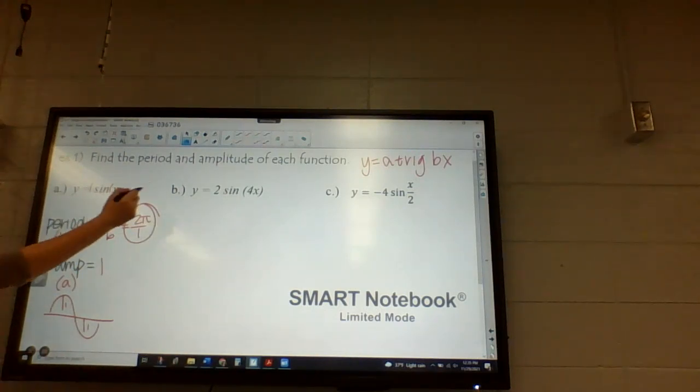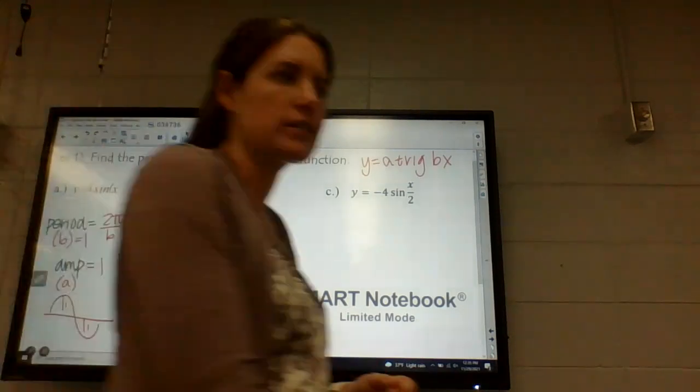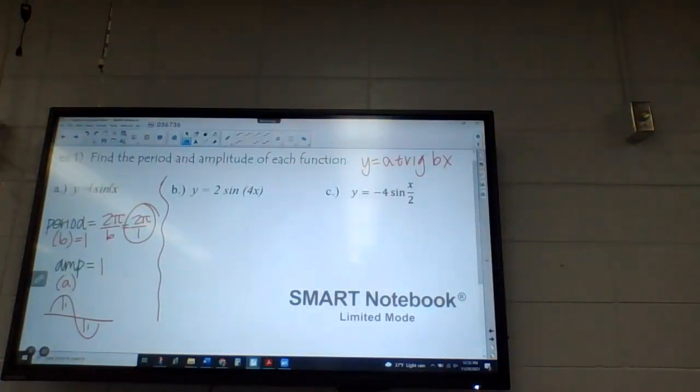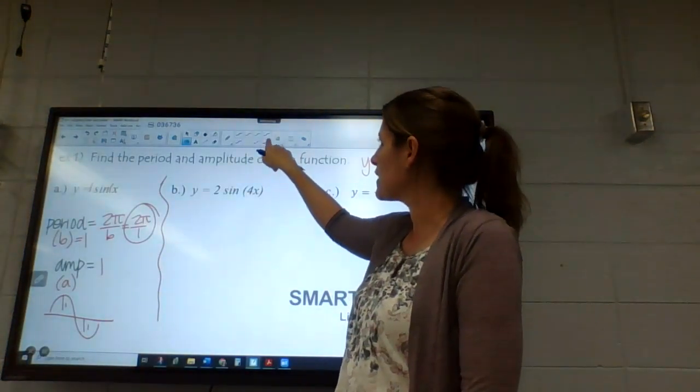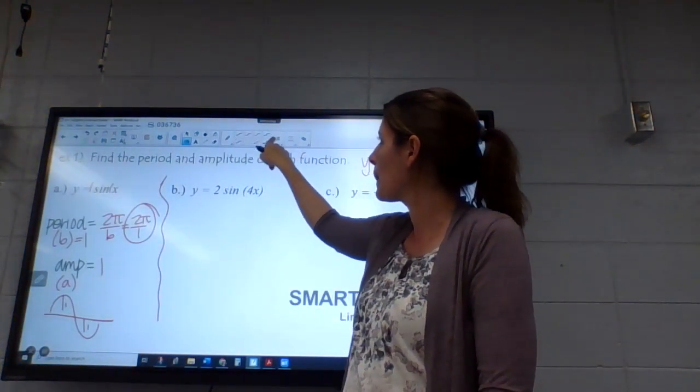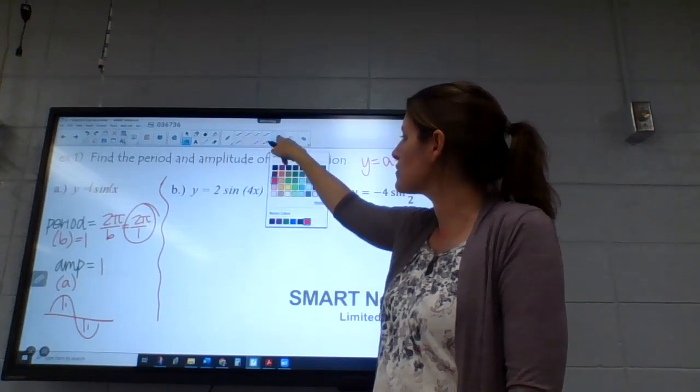And we already did this example when we graphed our first sine graph, so that one shouldn't have been too crazy exciting. Now this one has a couple of changes we need to make though. So in this case, what's our a value? Our a is 2.